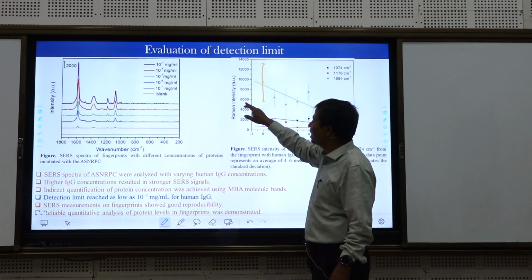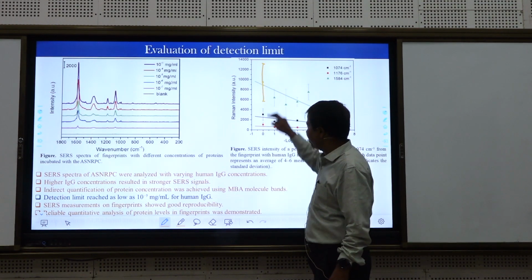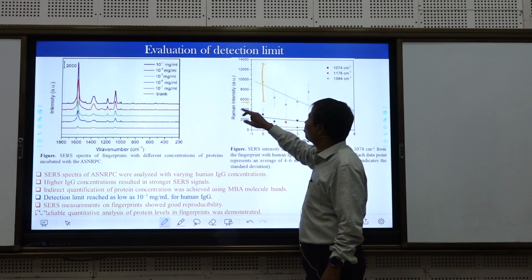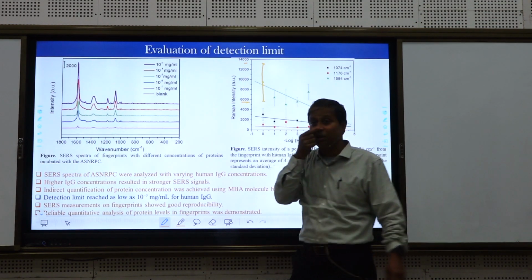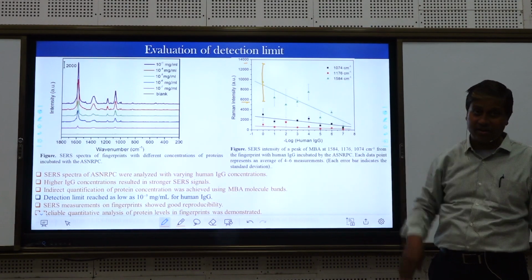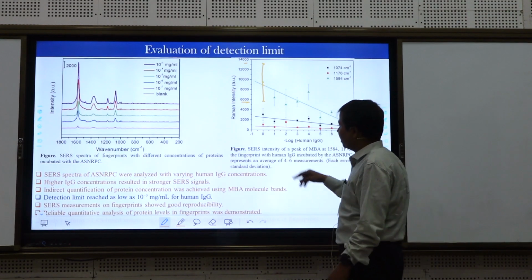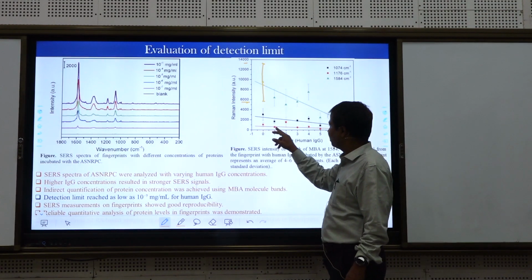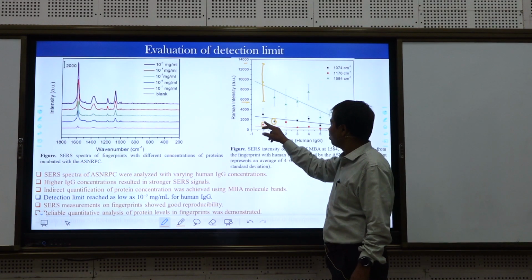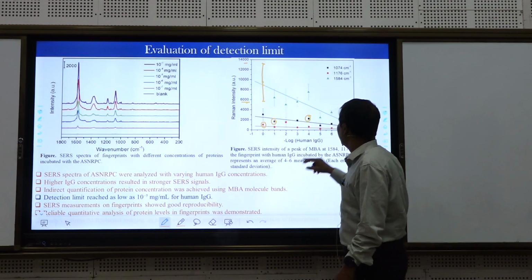You see this error bar. This means this data point can vary from 6,000 to almost 13,000. On the other hand, you see this error bar is very small. This is also small. These are also small.